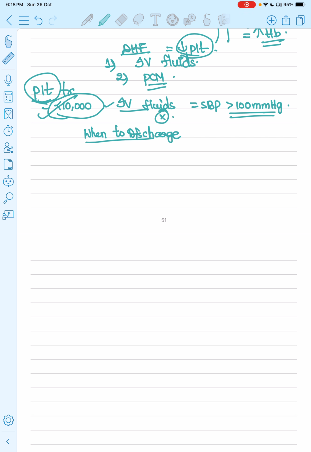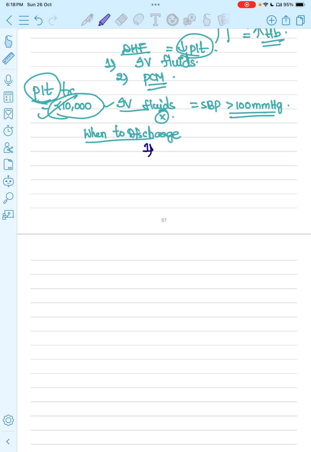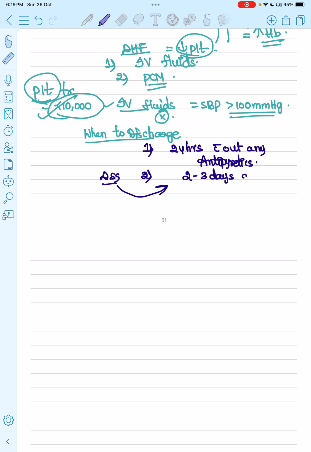When to discharge the patient? The discharge protocols of dengue are that the patient should be free from fever for at least 24 hours without any antipyretics. And if the patient had dengue shock syndrome, the patient should be shock free for at least 2 to 3 days after recovery from shock. And platelet count while discharging should be at least more than 50,000 cells per cubic millimeter.